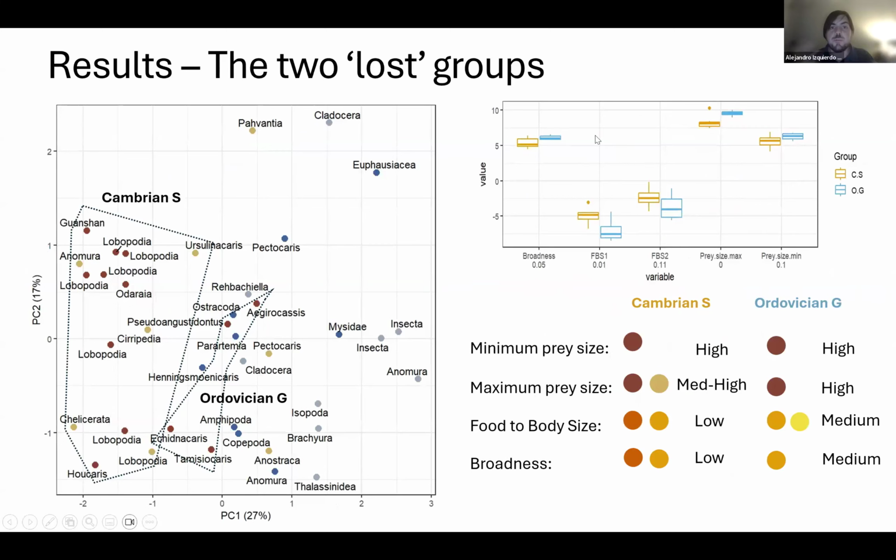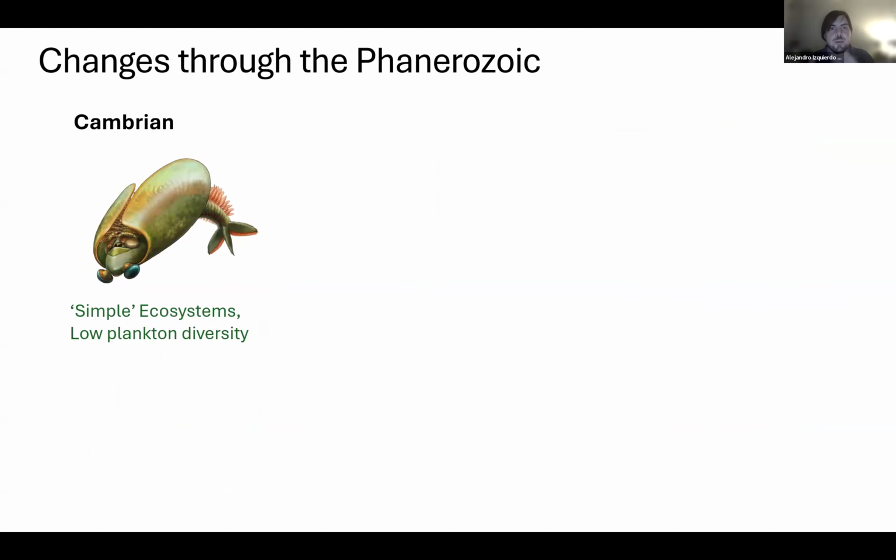So again, the difference between the two lost groups that we have had are, for example, the Cambrian specialists and the Ordovician giants. The Cambrian specialists have a medium to high maximum prey size, while the Ordovician ones have a high one. The foot to body size is low compared to medium, and broadness is low compared to medium. So to put everything into context, a little bit of the story we can see throughout the early Phanerozoic is this one.